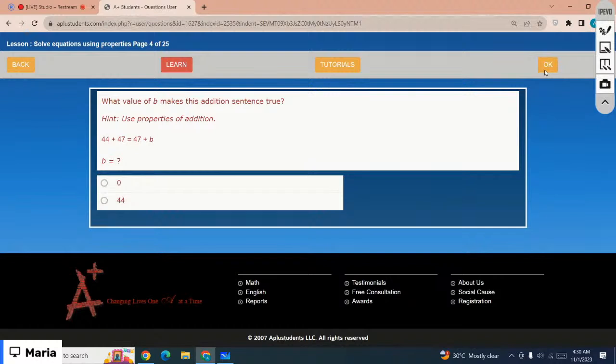Okay, what value of b makes the addition sentence true? So which is the correct option? The correct option is b equals 44. So that means it is 44.